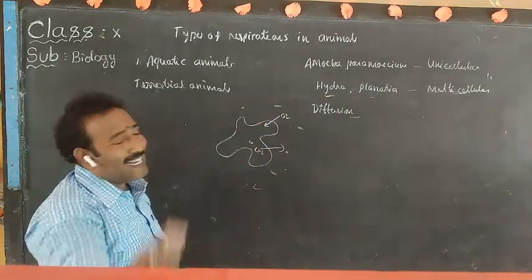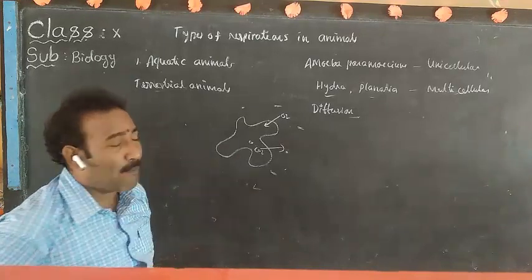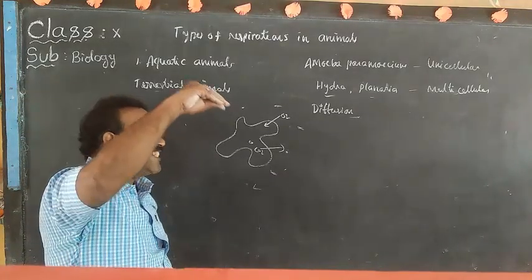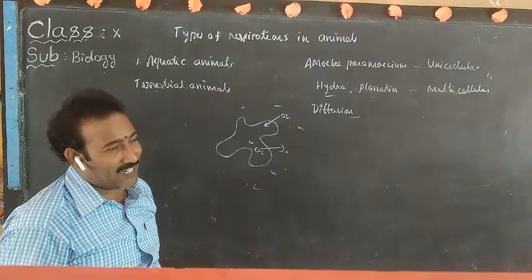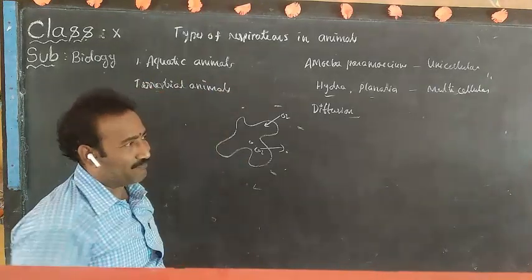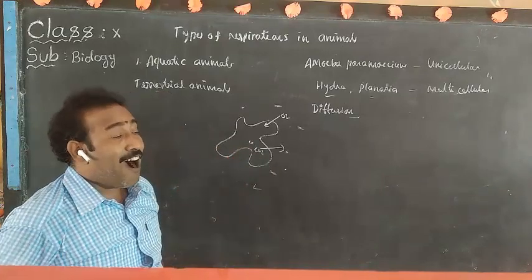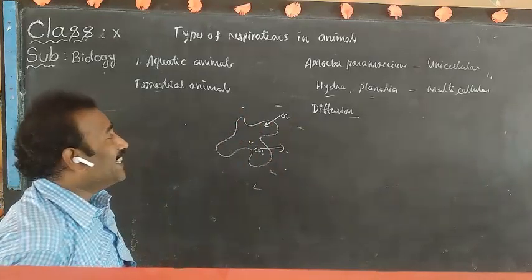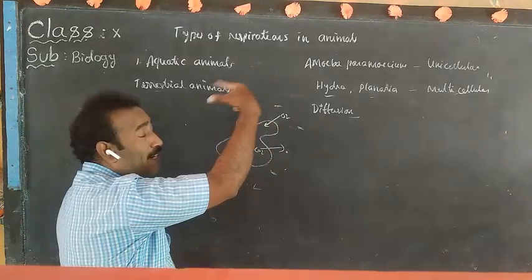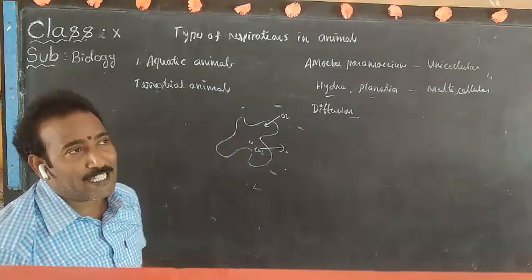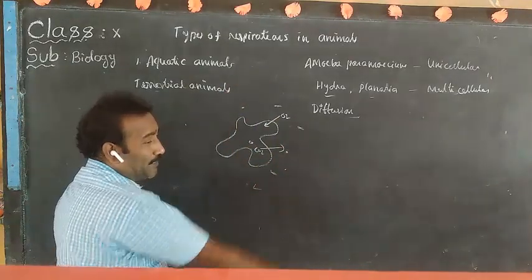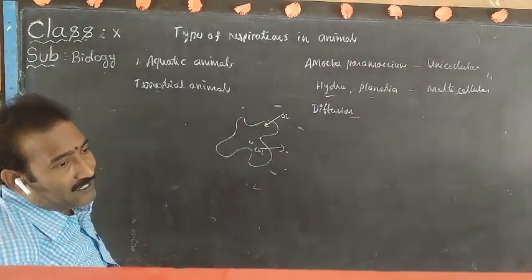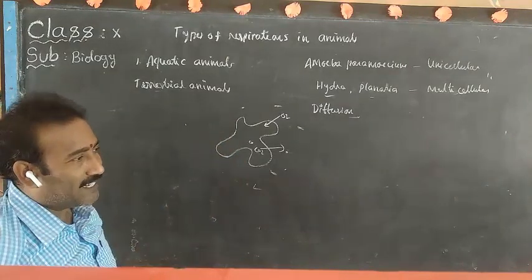But the higher multicellular animals, other than hydra and planaria, have thousands of cells in their body. They have a more complicated body. All the cells do not contact directly with the surroundings. That's why they have developed special respiratory organs, or a special respiratory system. But all these multicellular animals do not have the same type of respiration.